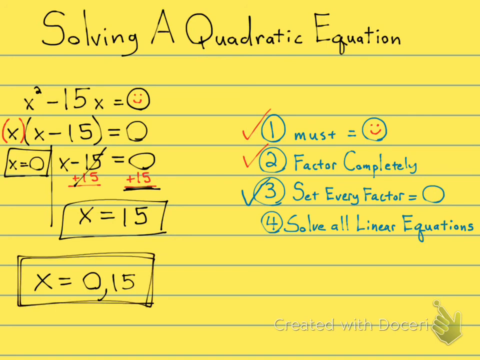All right, so for this one, the big difference is that when you factor completely, all you really needed to do was take out the GCF, and then it was factored completely.